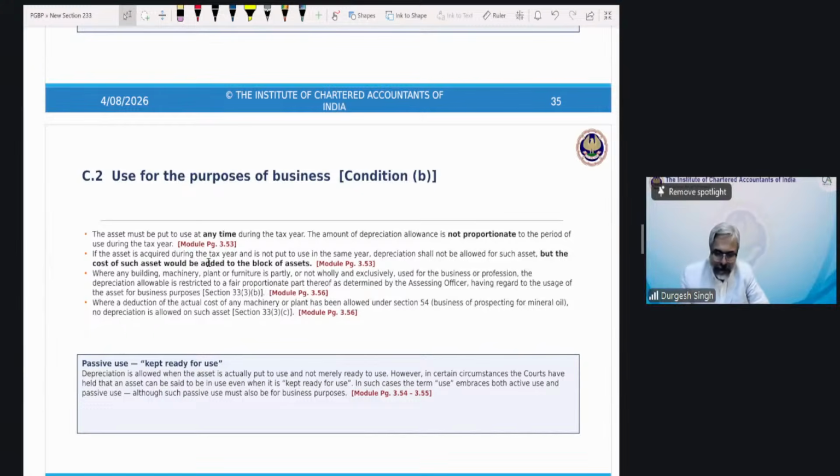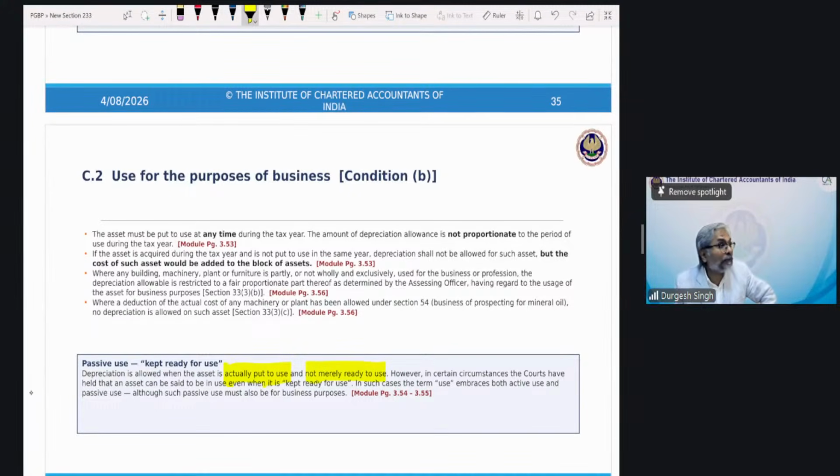Now, students, what happens at some special point is "kept ready for use", that means passive use. Passive use means I am not actually using it, but it is ready for use. So the fundamental test is put to use. What is the fundamental test? Put to use, and not merely ready for use. That is the test.